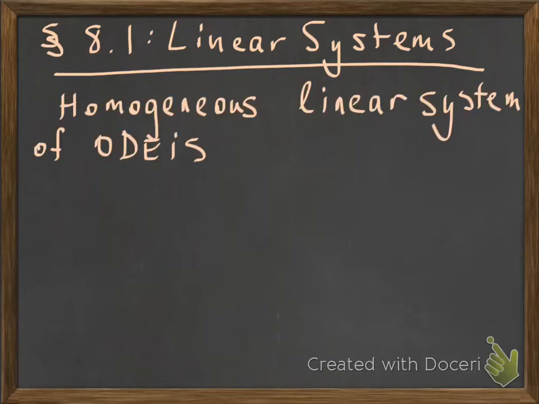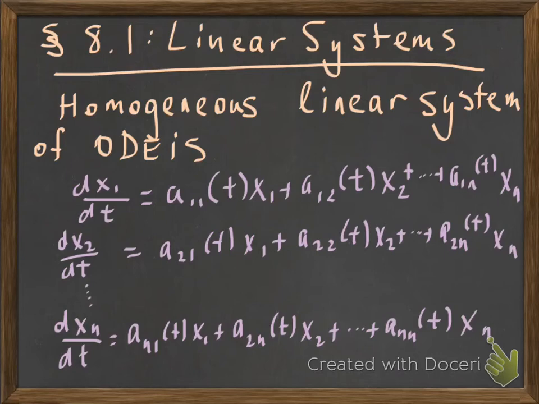Okay, so we will say that a homogeneous linear system of ODEs is the following, and you might guess what it's going to look like. It is going to be, well, a system, so a whole bunch of linear homogeneous differential equations. So dx1/dt equals some linear expression in x1 through xn. dx2/dt is similar, and then down to dxn/dt.